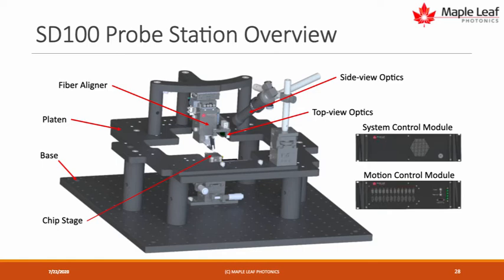The side view optics and the top view optics travel with the moving fiber array. In this case, it's a vertical alignment, so you can then scan over a two-dimensional surface of your chip to pick up all the grating couplers that require attention. In this simple system, we have only a system control module and a motion control module, but you can add environmental and photonic modules as well.